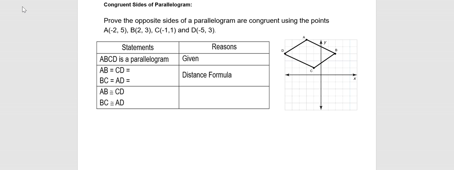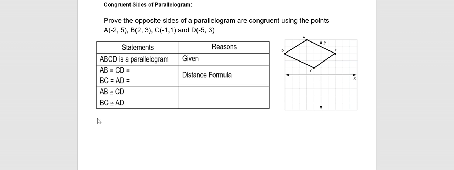To prove that the opposite sides of a parallelogram are congruent using the points A (-2, 5), B (2, 3), C (-1, 1), and D (-5, 3), you need to draw the figure in a coordinate plane, and that is already made for you. Now, we also need the distance formula to determine the length of each side.